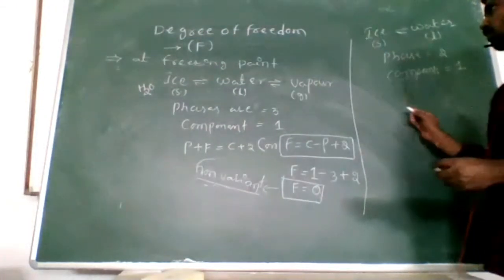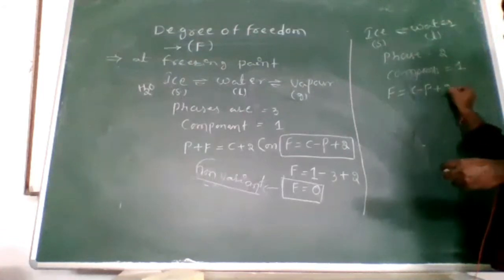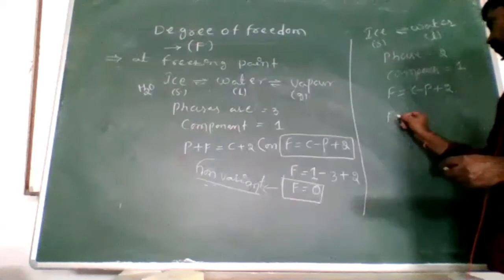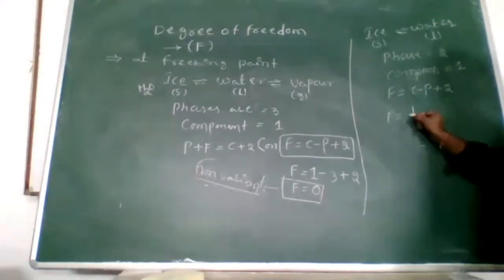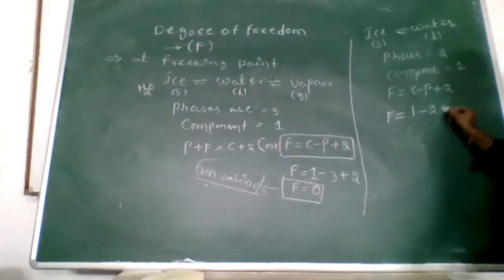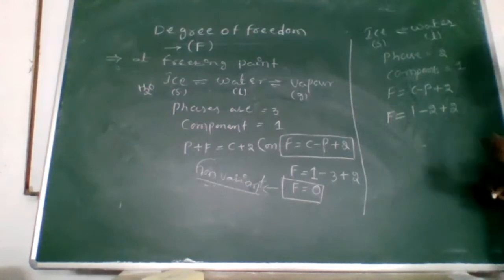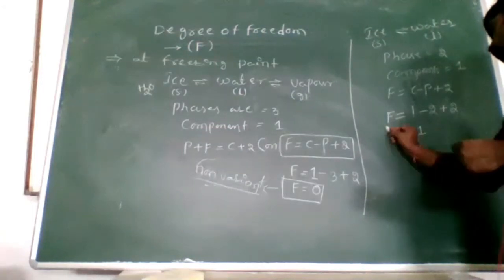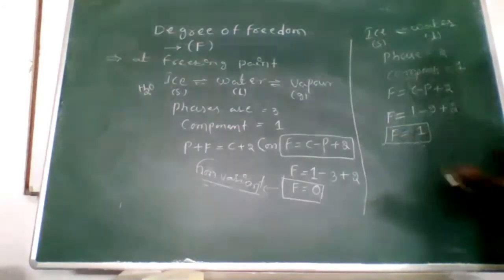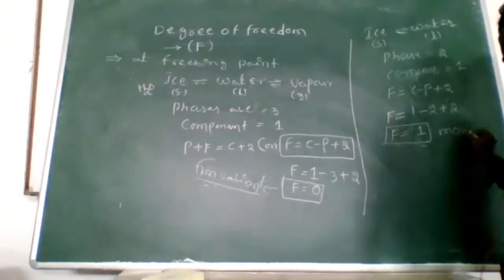What is the formula of degree of freedom? F equal to C minus P plus 2. Look at here, how many components? One component. You write 1. How many phases? 2 phases. So F equals 1 plus 2 minus 2, that is 3 minus 2, which is equal to 1. Then F equal to 1. This is the monovariant.